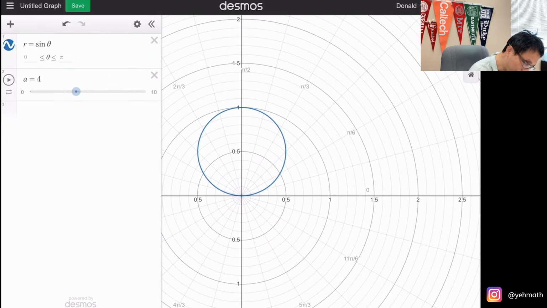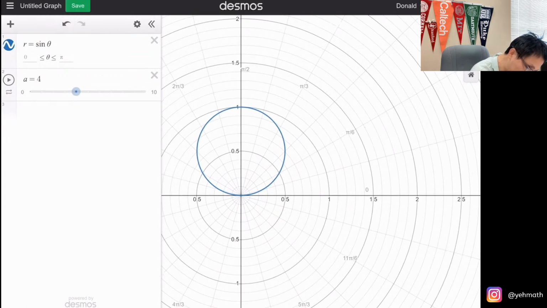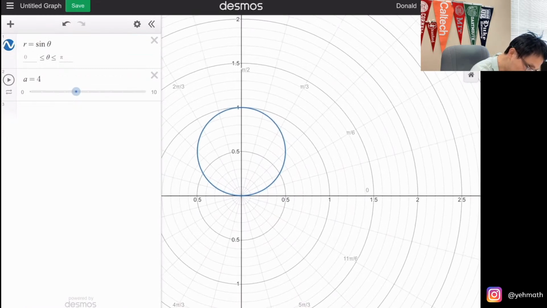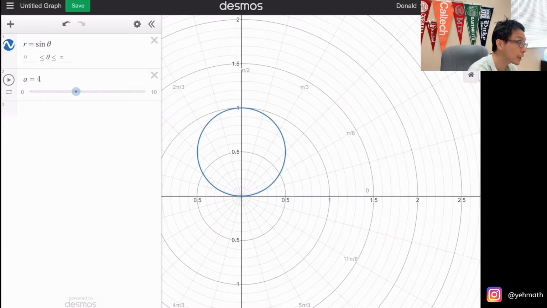If you look at pi over 4, pi over 4 is probably right at this point right here, right on 0.5 and 0.5. Do you see that? That's actually a vertical line. The slope is actually a vertical line. So we actually find dy dx at that particular point.